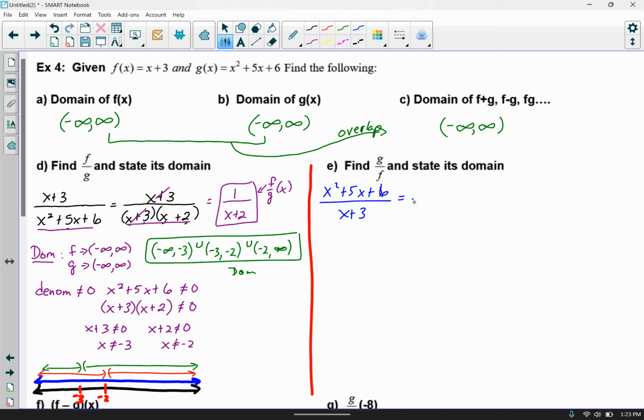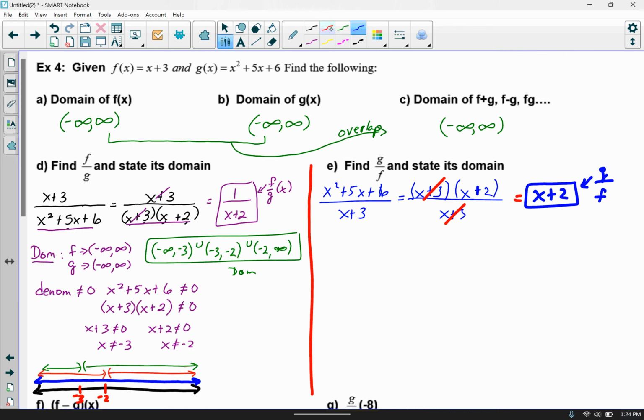Let's try this again. x and x, 3 and 2, a plus and a plus. All right, that's a 3 on there. All right, so now from here, those x plus 3's cancel out, leaving me with, that's a plus over here, that x plus 2. Sorry about that. That leaves me with x plus 2. That would be my final answer for g over f.